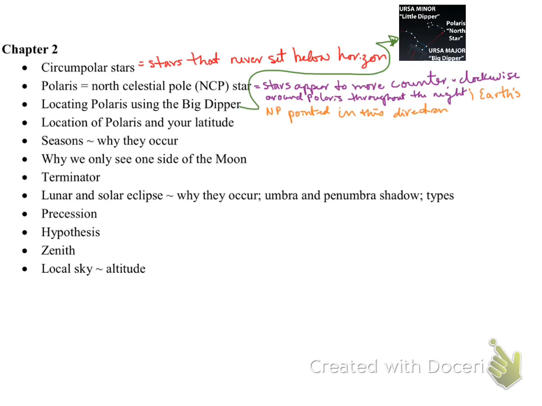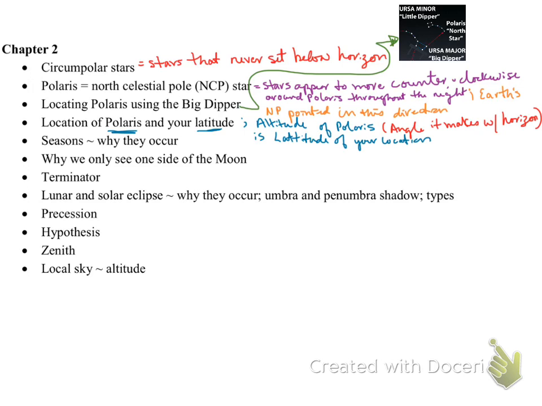The next one, location of the North Star Polaris and your latitude. Remember we've talked about altitude in this class, that you can extend your hand, from knuckle to knuckle, and that is 10 degrees. If you extend your palm from tip of pinky to tip of thumb, that's 20 degrees. So you can use that convention to see what altitude Polaris is from your particular location. And the altitude then is the latitude of your location.